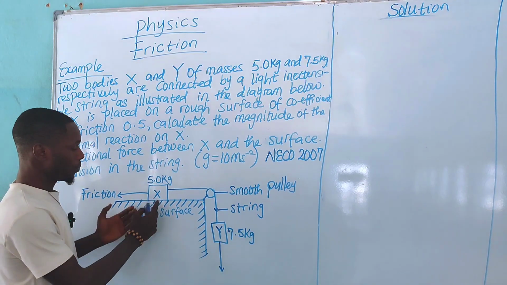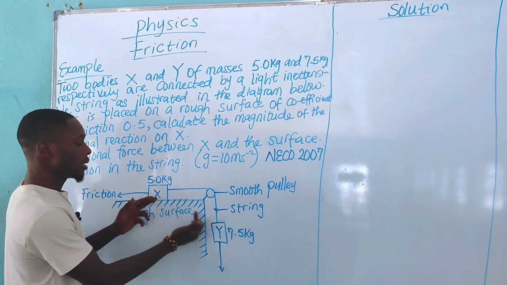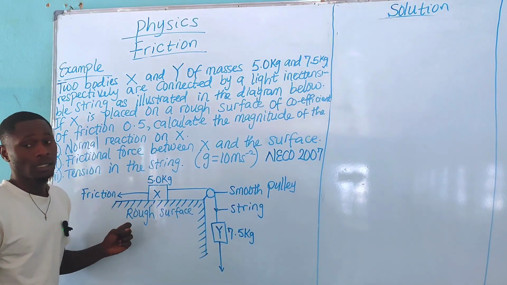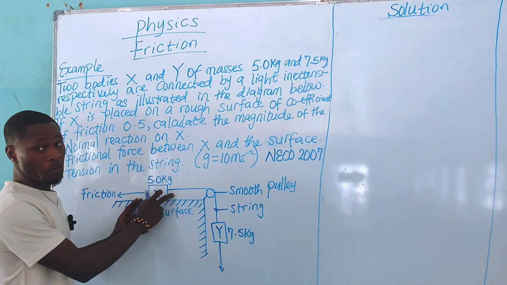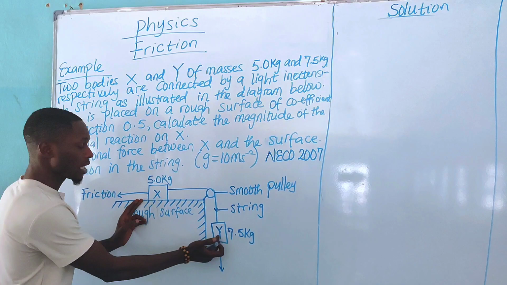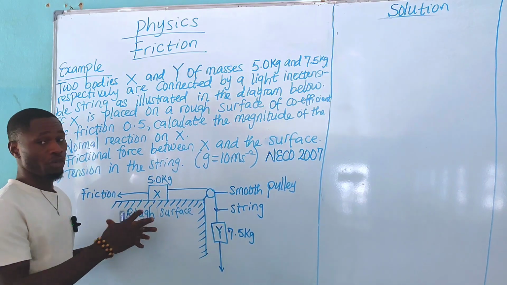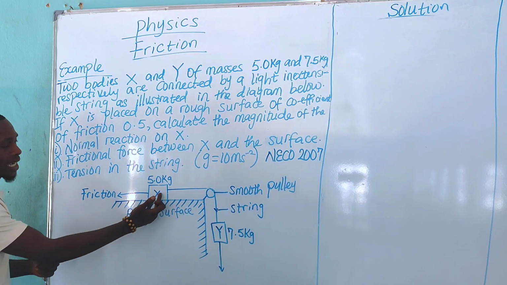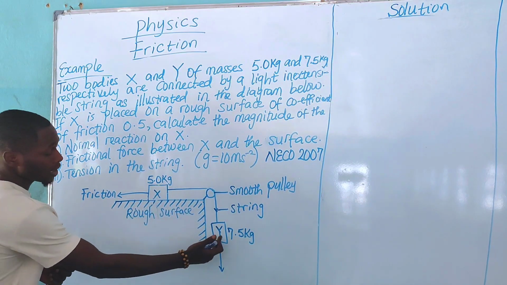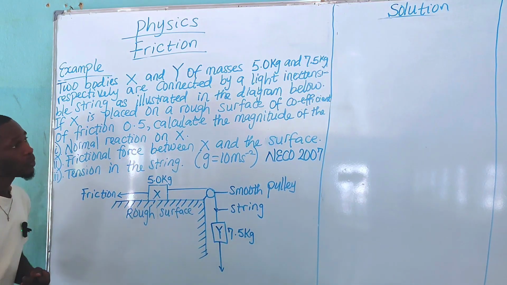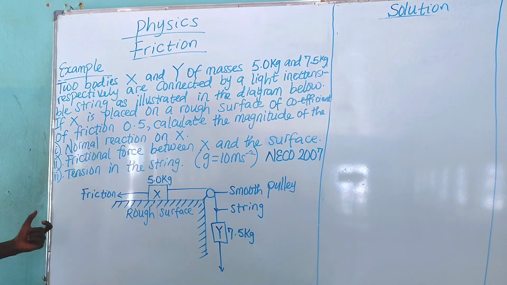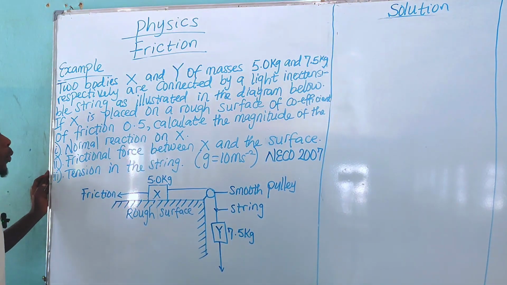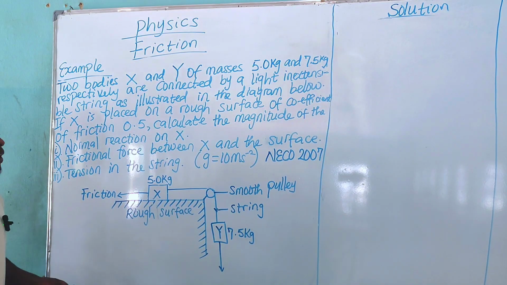So these are two bodies X and Y. X is placed on a rough horizontal surface and they are connected together by an inextensible string that joins the two bodies together. The mass of body X is 5.0 kg while that of body Y is 7.5 kg. We are told that X is placed on a rough surface of coefficient of friction 0.5.